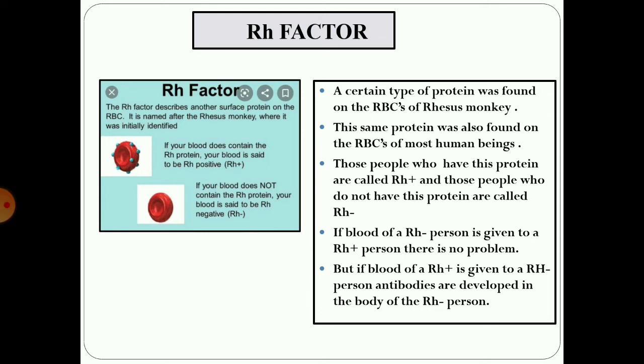But if blood of Rh positive is given to an Rh negative person, antibodies will develop in the body of the Rh negative person. In the first transfusion, nothing will happen, because by the time the antibodies are produced, the RBCs have already gone to the liver for destruction. But in the second transfusion, the antibodies are already present in the body of the Rh negative person, and it will lead to agglutination or clotting of blood.